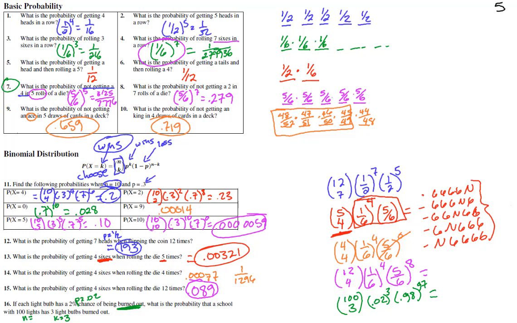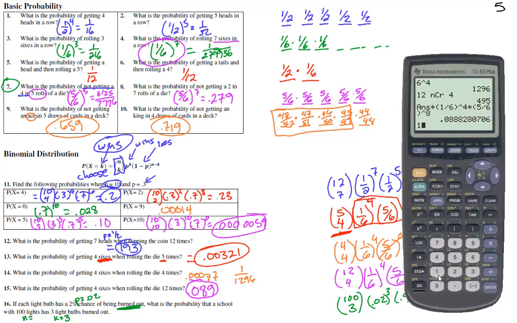So let's plug that into the calculator, and we get 100 choose 3. Wow, that's a lot of different ways to choose 3 light bulbs out of 100. Good thing we didn't have to do that by hand. Times 0.02 to the third power. So that's the probability of getting those 3 burnt out. And then we're timesing by 0.98, all to the 97th power.